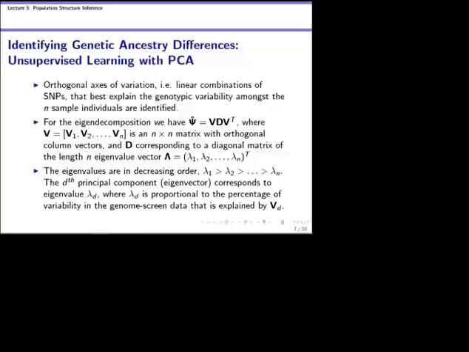So the eigenvalues are in decreasing order. The first principal component that corresponds to the largest eigenvector is the top PC, the top principal component. The eigenvector that corresponds to the second largest eigenvalue is the second most important principal component, and so forth. The top principal component is the one that corresponds to the highest eigenvalue, and it explains most of the variation in the data.